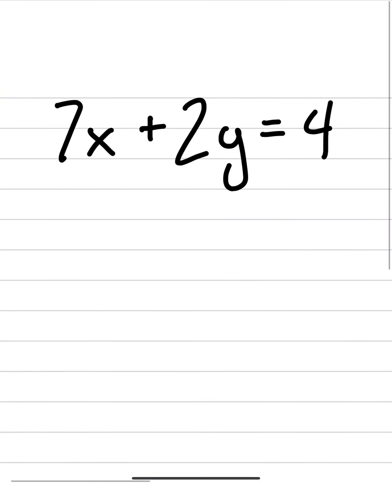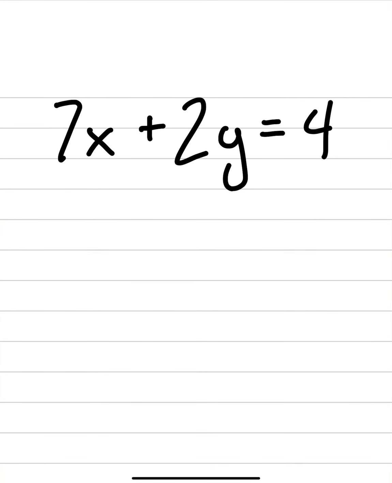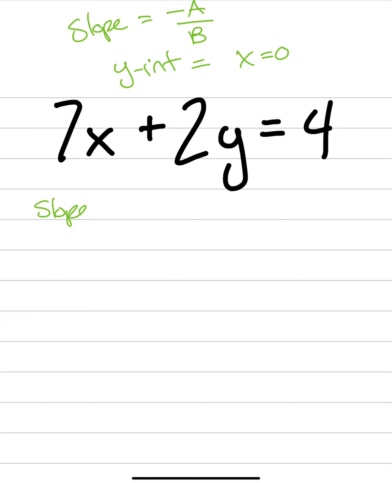We have 7x plus 2y equals 4. Alrighty, so remember, for your standard form, to find the slope, that will be our negative A over B, or opposite A over B, because sometimes we start with a negative. And then our y-intercept, we're just going to say y-int, is going to be when your x equals 0. Alright, so let's find that slope first. Let's just split this up and find our slope first.